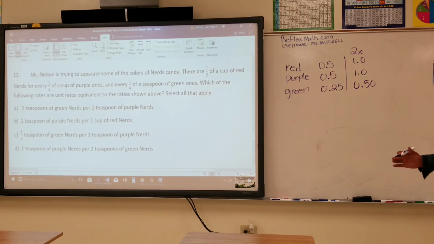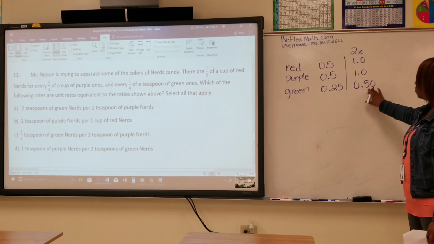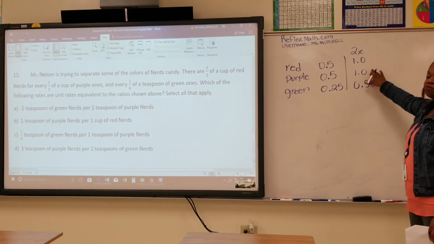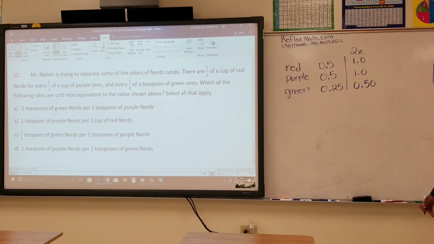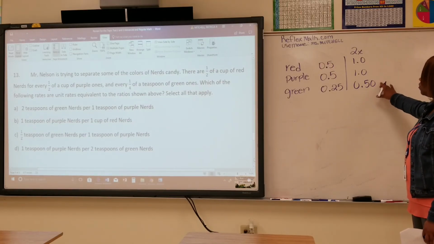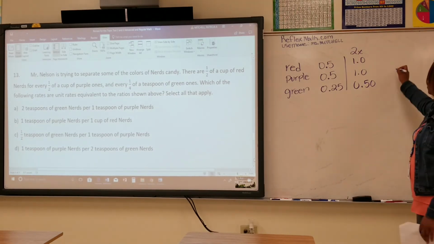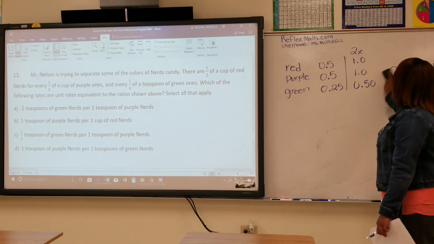C says half a teaspoon of green, we have half, for 1 teaspoon of purple. Here it is right here. Half for green, 1 of purple. That looks good. So C is good. But let's go on to D. D says 1 teaspoon of purple for 2 teaspoons of green. We don't see 2 teaspoons, so that can't be it. So therefore our answer will be C. Please pause the video and take notes if you need to. And let's scroll up.